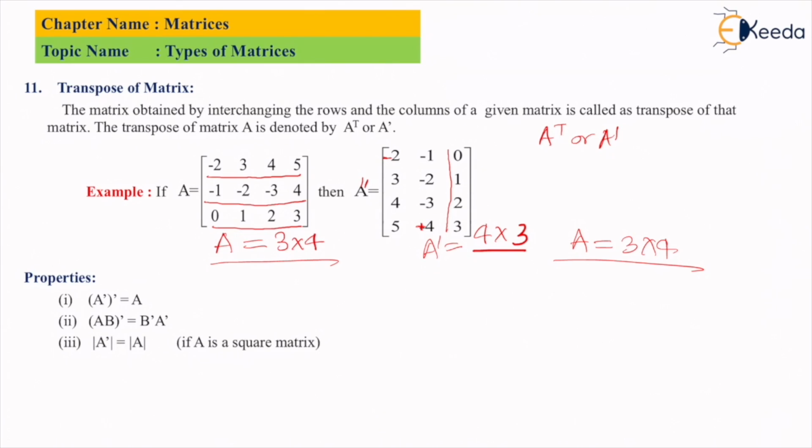Now next property, if you try to find out the determinant of the transpose matrix, then it is always equal to the determinant of the original matrix A. But guys, this case is applicable if and only if the given matrix is a square matrix, because for a rectangular matrix, we cannot find out the determinant. So guys, these are the three properties.